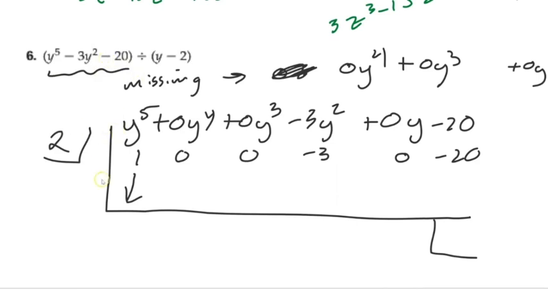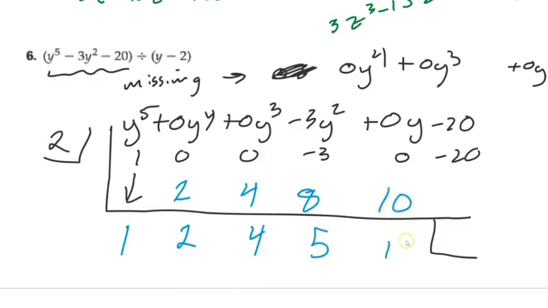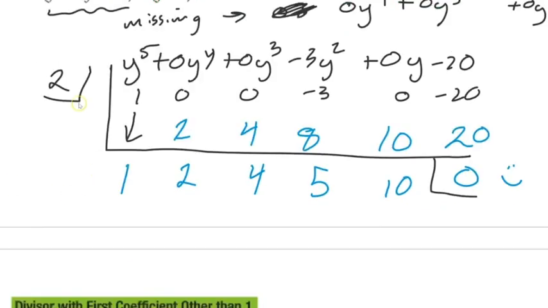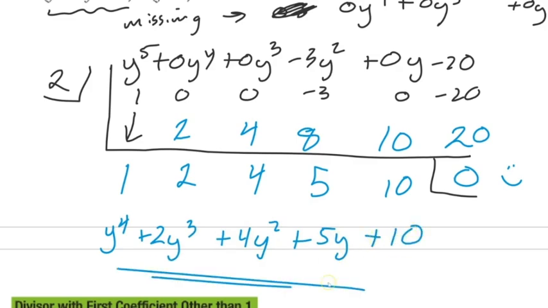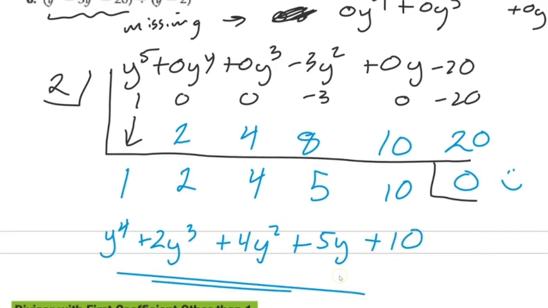And then if we're doing synthetic, all we do is bring the first term down, multiply across 2, add down, multiply across 4, add down, multiply across positive 8, add down 5, multiply across is 10, add down 10, multiply across is 20. Hey, we get no remainder. The way we write our answer, it's always one lower. This would be y to the 4th. Then you just go in order. Plus 2y cubed, plus 4y squared, plus 5y, plus 10. And that's the answer. Those all have been the basic synthetic division.